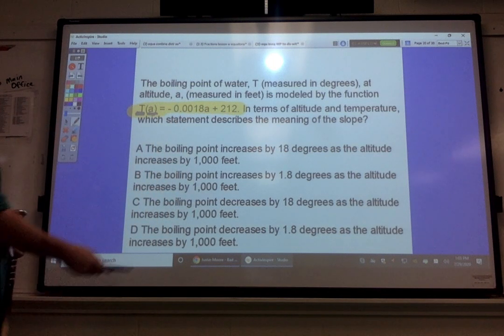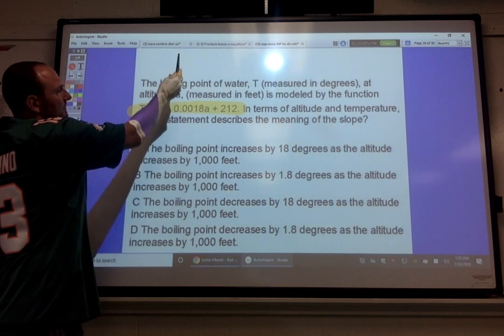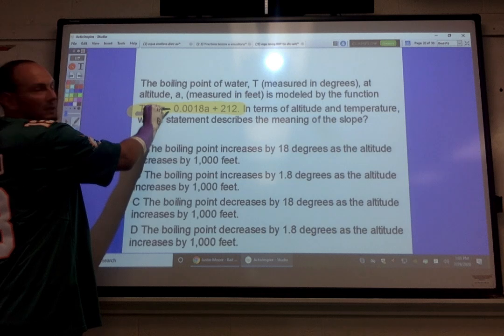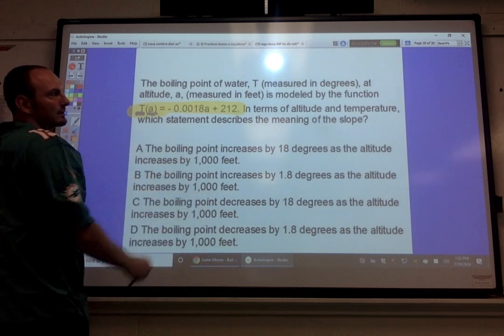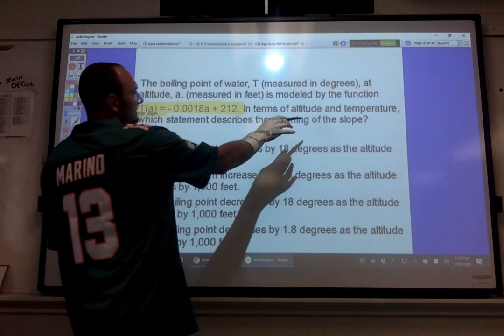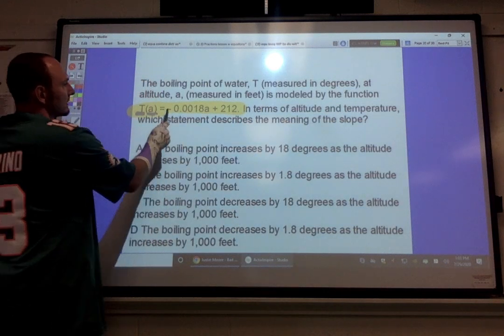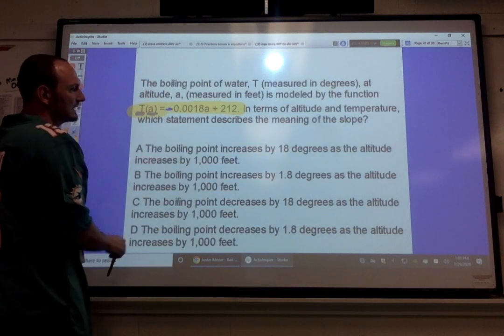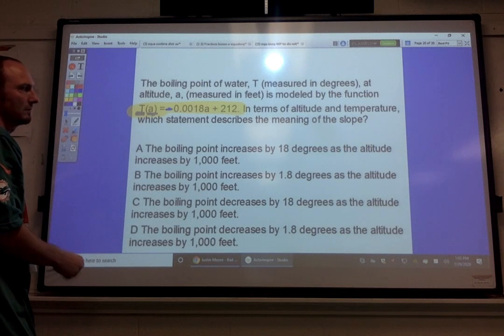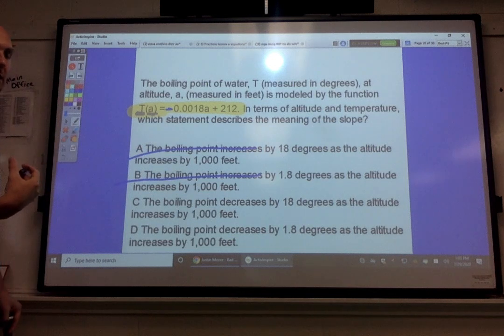It's negative right here. So as the feet go up, the temperature should be going down. So it should be decreasing. That's what that can tell us. In terms of altitude and temperature, which statement describes the meaning of the slope? So right here, that's what I just focused on. It's decreasing. Well, that says increase. That says increase. Just by understanding a few things, you now have a 50-50 guess to what the answer could be.